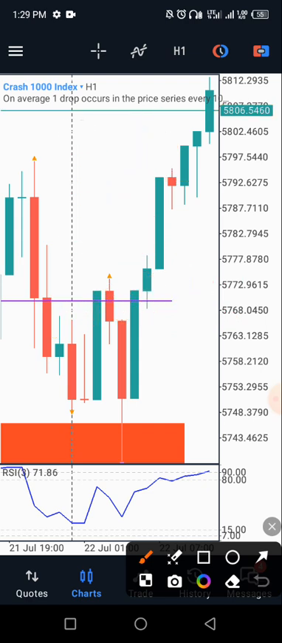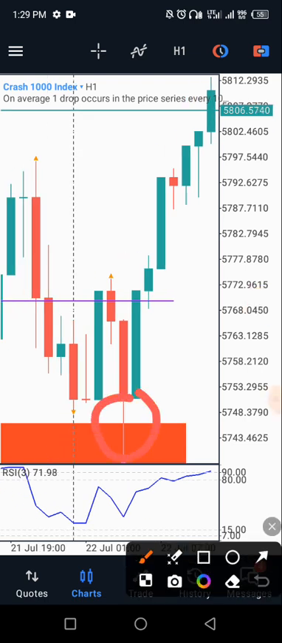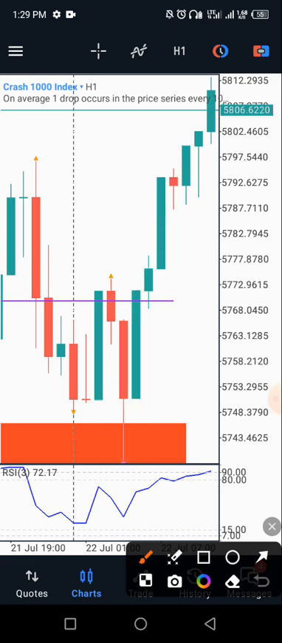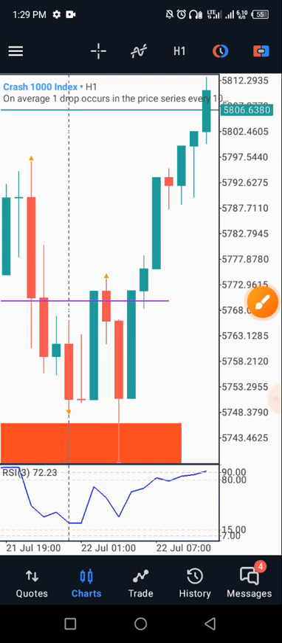You can see that here would have been a sniper entry for us. But because we were not watching the market at that particular time, we were not able to take that trade. So the first thing we want to talk about is the break of structure.